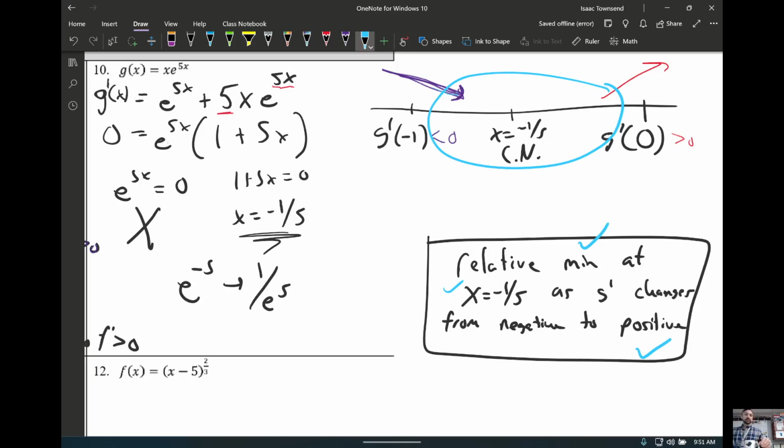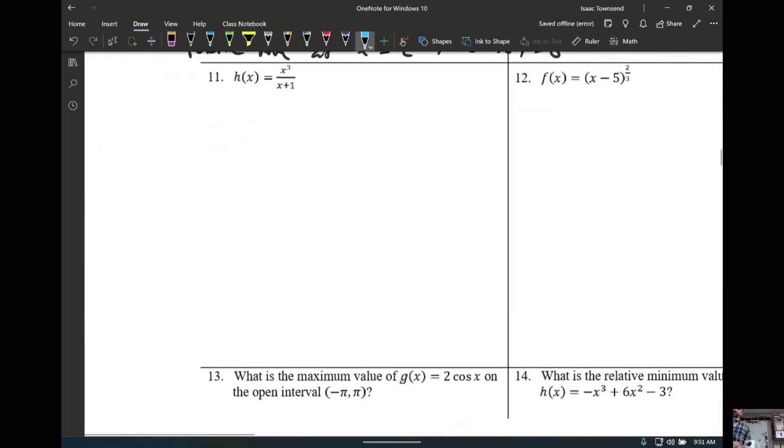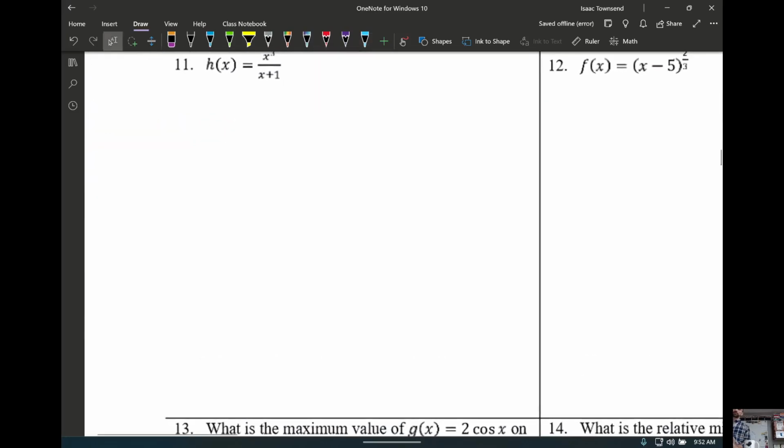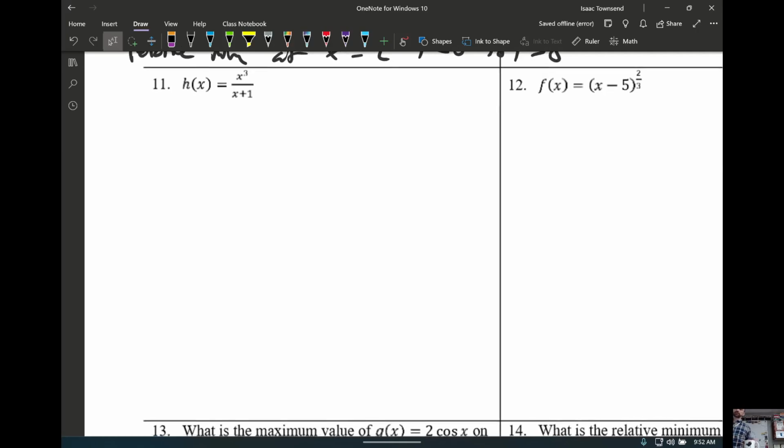Okay, for anybody that got stuck on 10, do you still have something about 10 you need to ask? Okay, just glancing at 11, what type of derivative rule is that going to be? Very good, the quotient rule. So make sure you do quotient rule there. Don't take any unfair shortcuts that don't actually work.